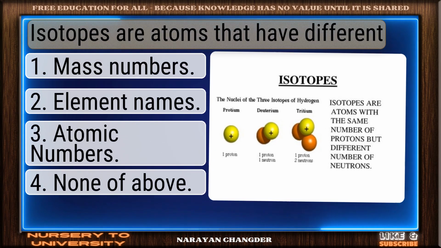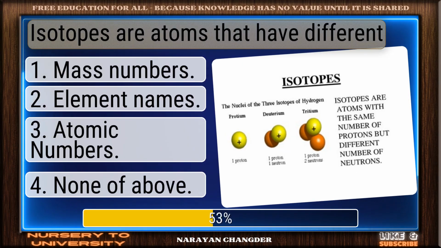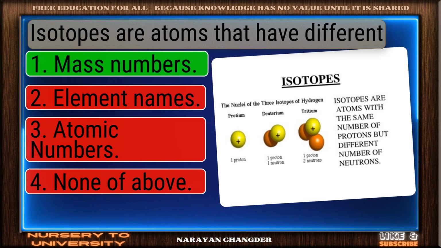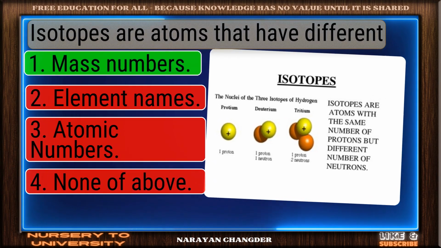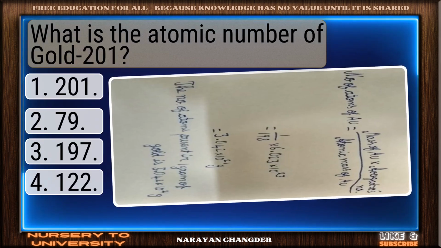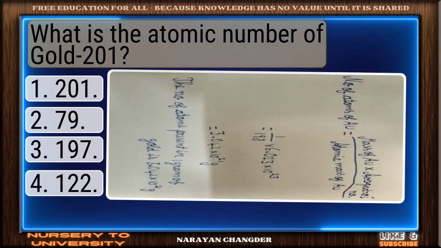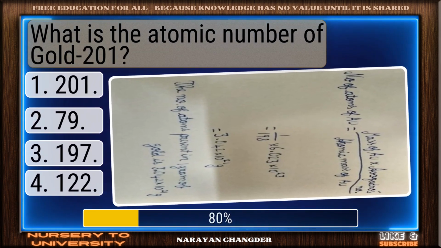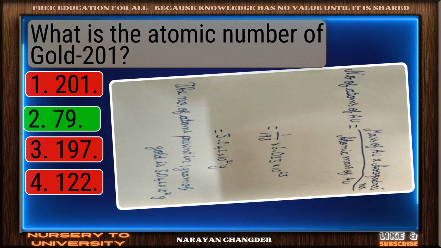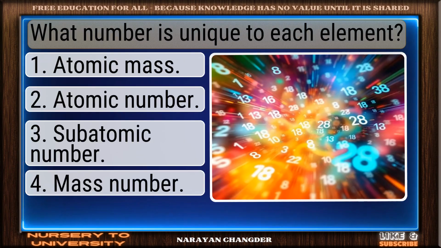Isotopes are atoms that have different... Excellent. Mass numbers is a brilliant choice. What is the atomic number of gold? You chose 79, and it is correct.